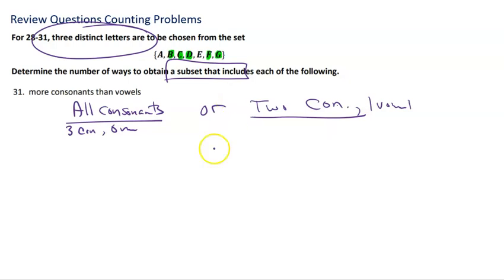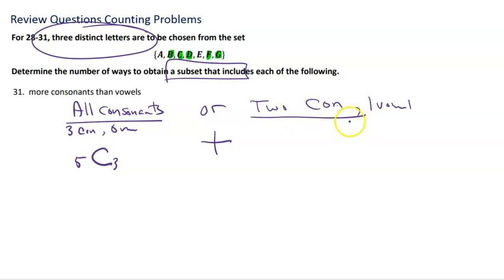Now the OR means what? Add. We're going to add these 2 possibilities together. Now how could I select all consonants? Well, it's a combination because we're dealing with a subset. How many consonants do I have? I have 1, 2, 3, 4, 5 consonants. Right? And we're picking 3 of them. So that's 5 choose 3. We'll calculate that in a minute.